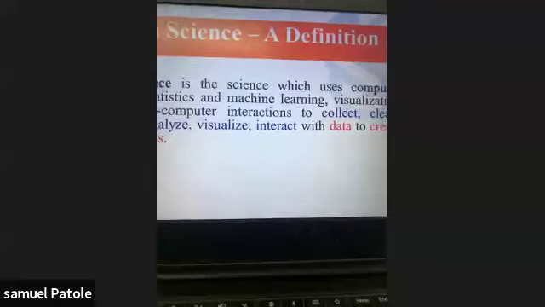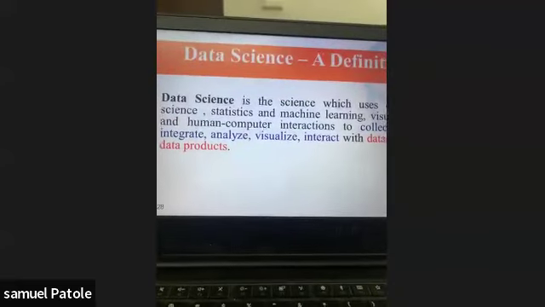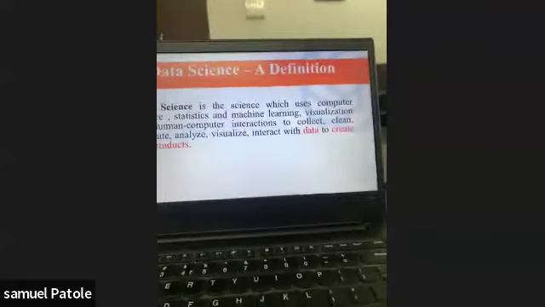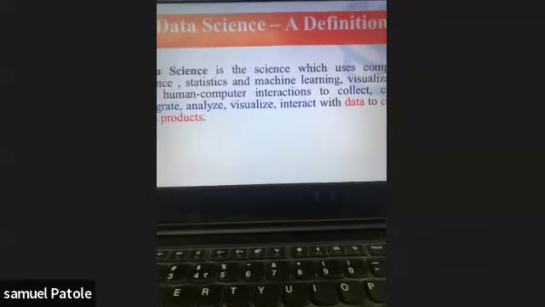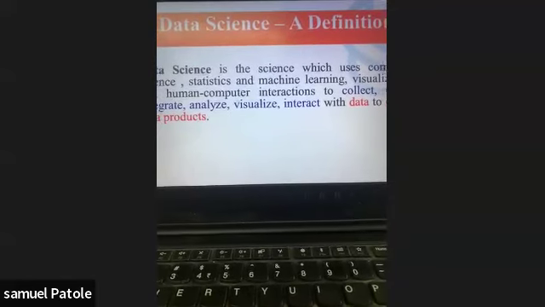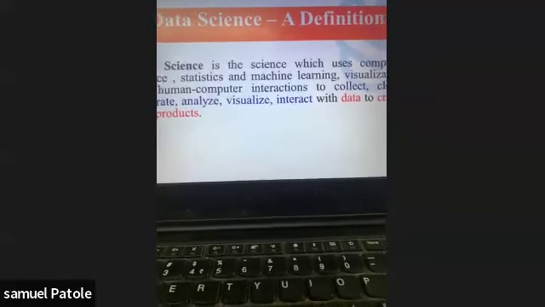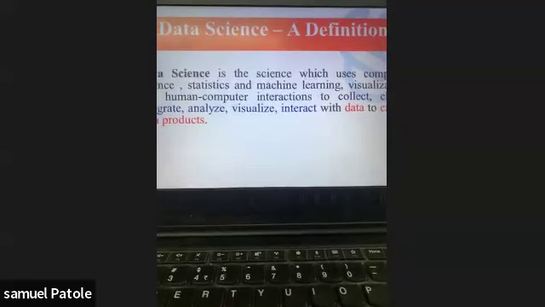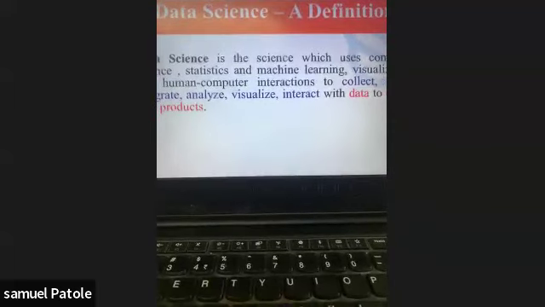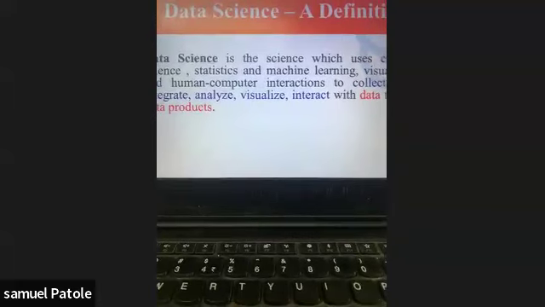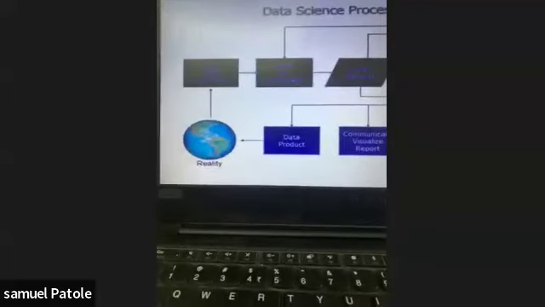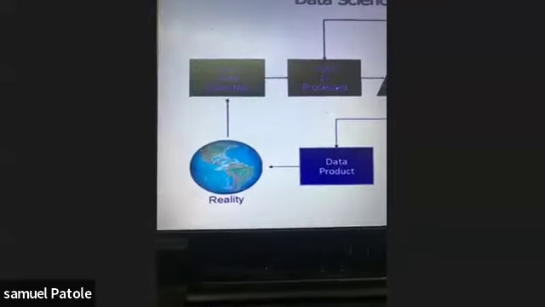So basically, data science is something where you use different categories of knowledge. You use computer science, statistics, machine learning, visualization, human computer interaction to collect, clean, integrate, analyze, and visualize the data, and to create data products. So you create different data products. That is the whole of data science.